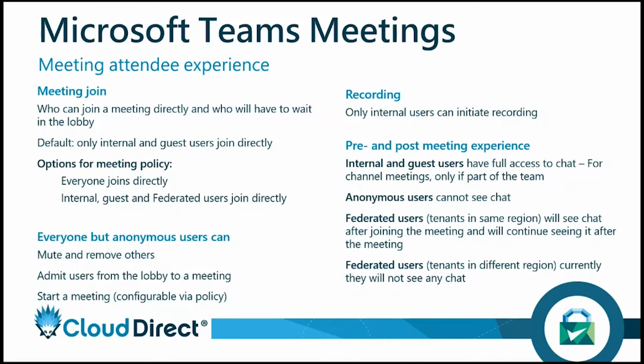And then pre and post meeting experiences. Internal and guest users, as mentioned, have full access to the chats within the meeting, and to channel meetings only if they're part of the team. Anonymous users wouldn't see the chat at all. Federated users in the same region will see chat, and users in a different region will not. So if your federated users are coming from a UK tenant and you're in a UK Office 365 tenant, they'll see chat. And currently, if you're coming from a different region, you won't see that. It's just a restriction that's currently in place.